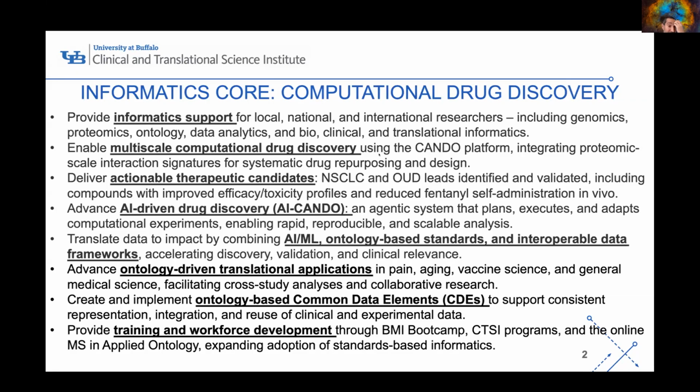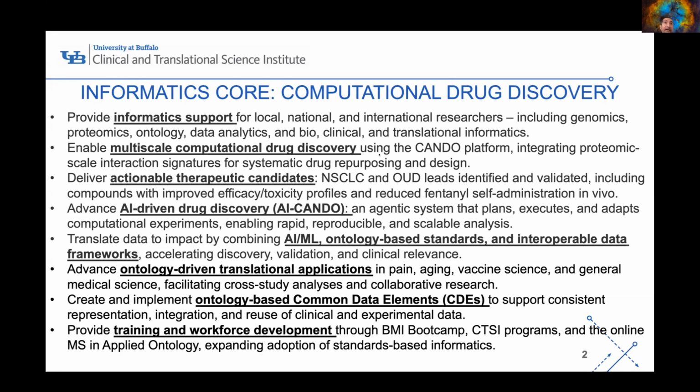And then we are trying to develop actionable therapeutic candidates. We have some lead candidates for non-small cell lung cancer and opioid use disorder that we have filed. We've done a lot of in vitro and in vivo work, and we are trying to file some patents on it right now and trying to commercialize it. We've spun off some startups to try to commercialize it.